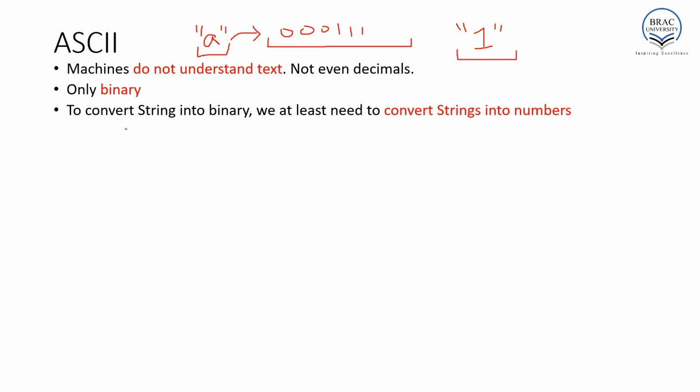So to convert a string into binary, at first we need to convert the strings into numbers. So in the process of converting a string into its binary form, there is a middle process where the string is converted to its corresponding number first. Then the number is later converted into its binary form.